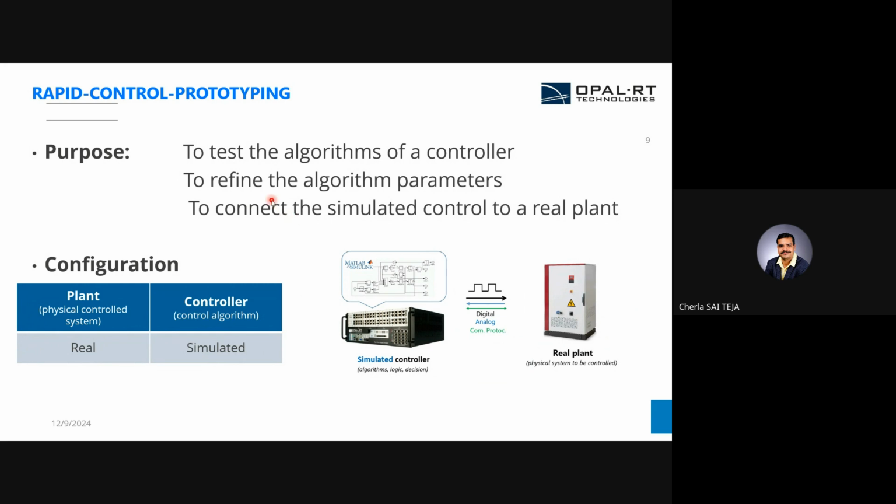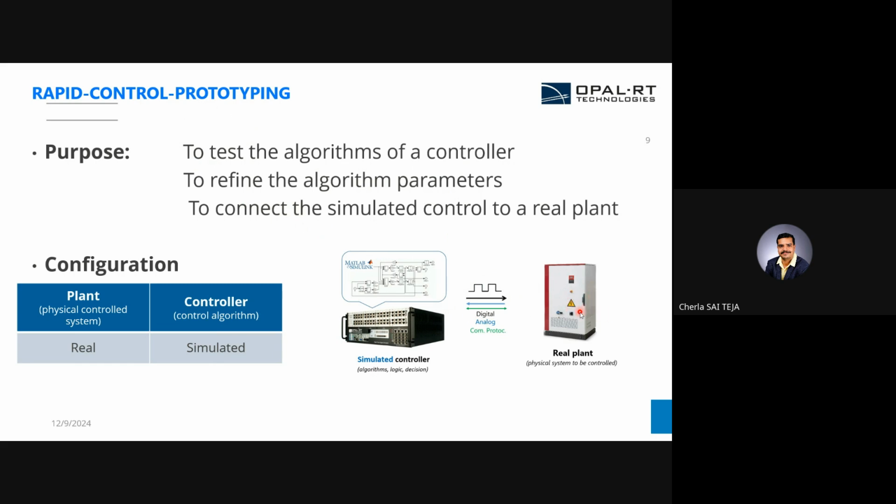Coming to rapid control prototyping, as the name suggests, we are going to test the algorithms of the controller. Here we have the controller simulated and connected to a physical plant. In this way, one can refine the algorithm parameters. We can do open loop testing here. We run the controller and send the gate impulses to the real plant. We can do closed loop as well.